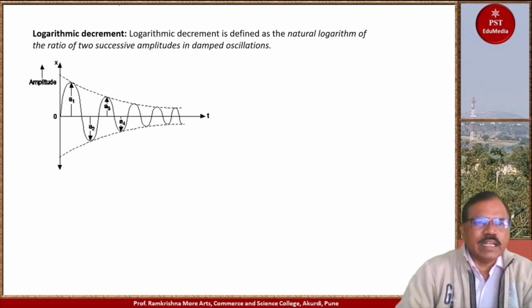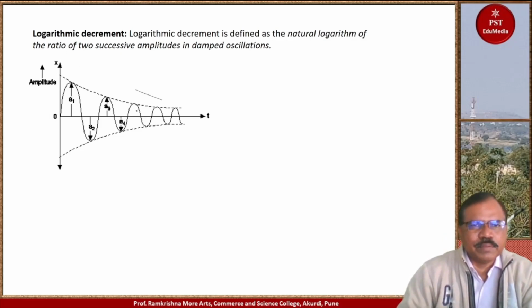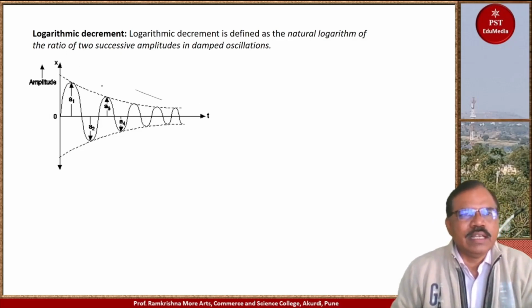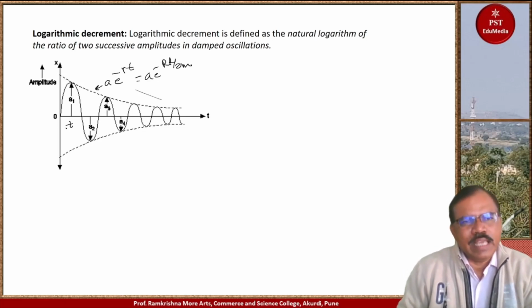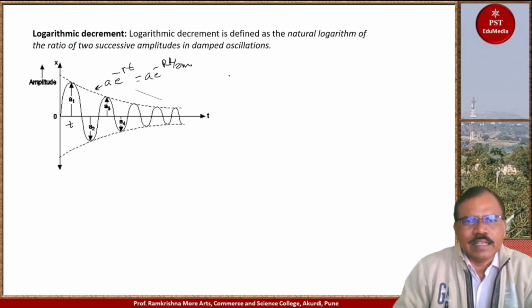So we have seen here x versus t graph for damped oscillations. Here amplitude decreases exponentially. So you can write this as a e raised to minus gamma t, or a e raised to minus rt upon 2m. So suppose at some time t amplitude is a1. So I can write here a1 is equal to a e raised to minus gamma t.